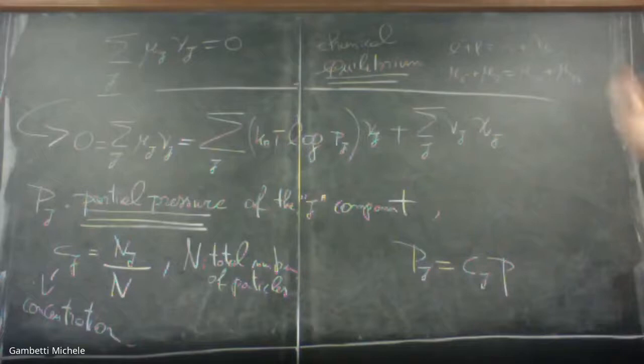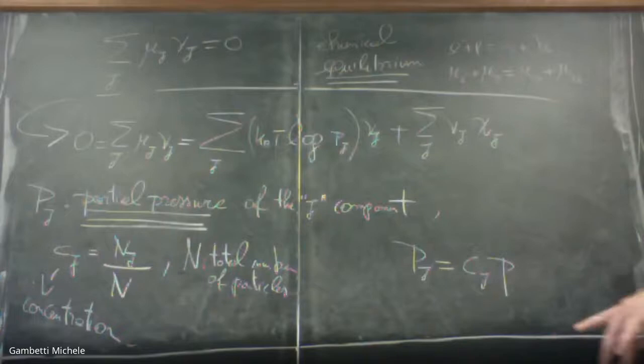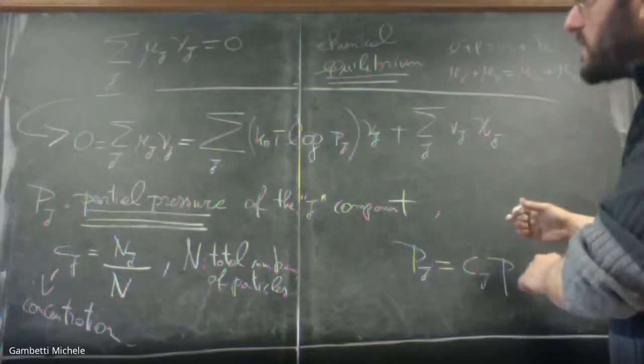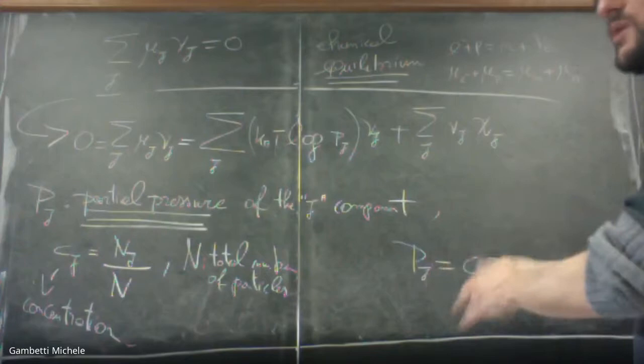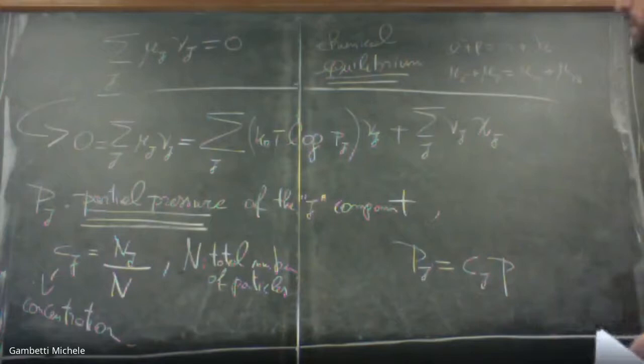Of course, the pressure is a quantity which is intensive, but I can have several contributions to the total pressure. It's not that if I have two systems, I have to sum the two pressures. These are the contributions of the several species to the total pressure, which will still be an intensive variable. So let us now introduce this definition in here.